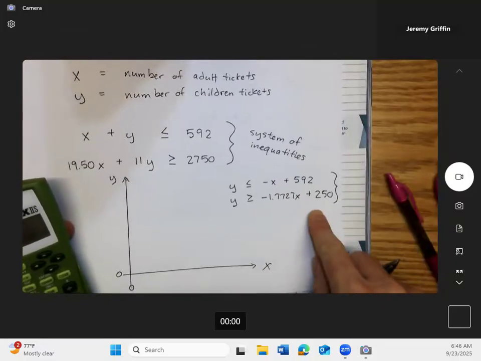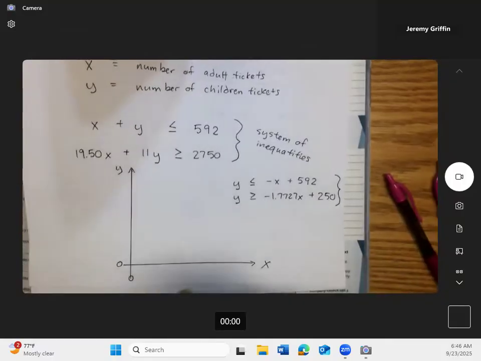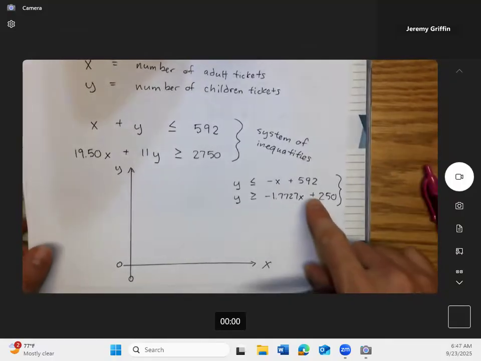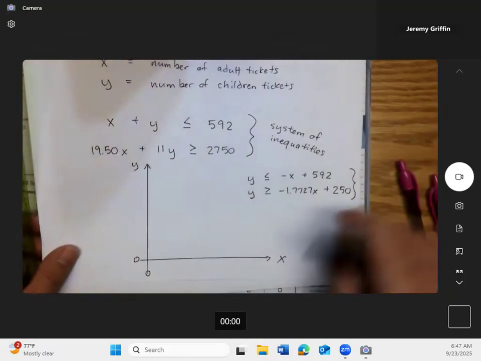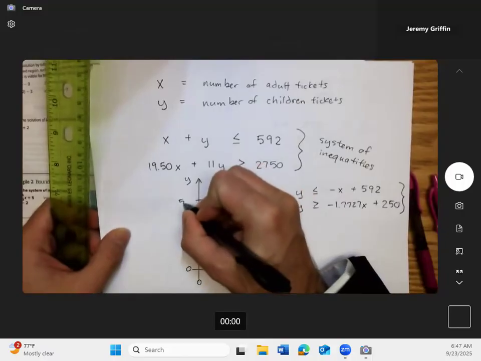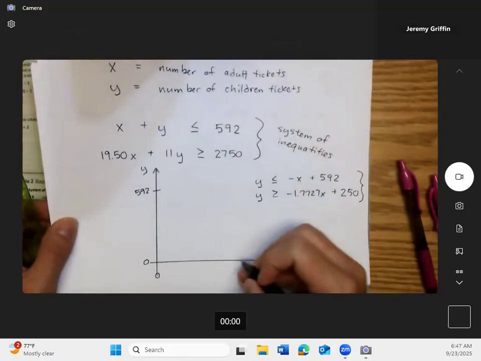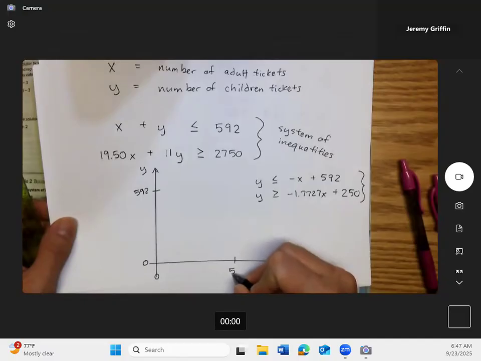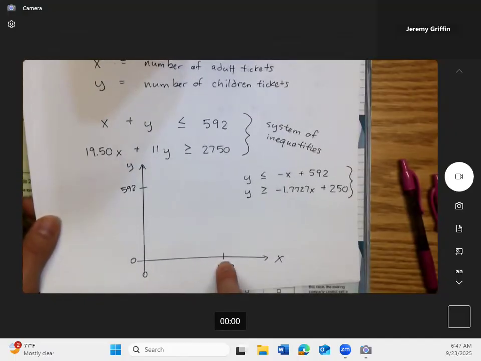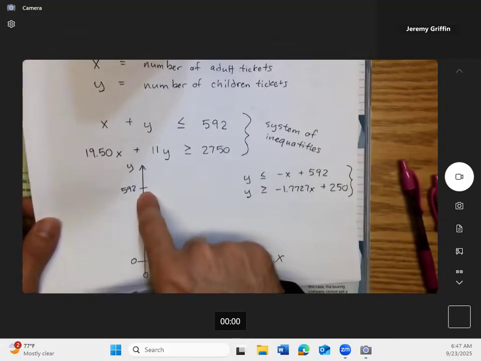So here's the same system. It's the exact same system, just in slope-intercept form. All right, what are these graphs about? I could put some numbers on this graph here. Let's put 592 here. In fact, you could sell 592 tickets the other way too. If you sell them all to adults, this would be this point right here. If you sell them all to children, there are no adults on board. There's Lord of the Flies. That would be this point right here.